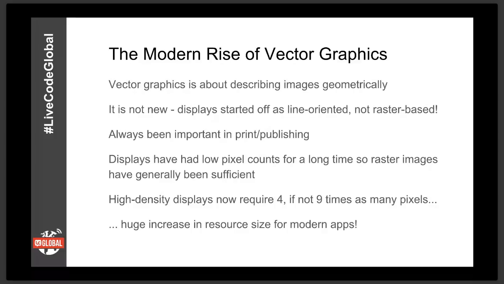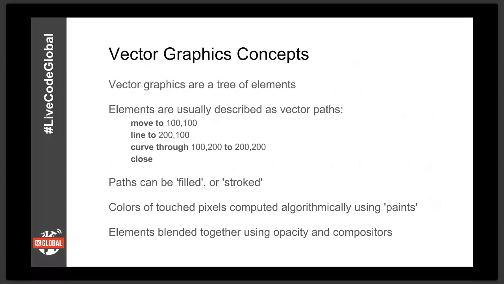If you're producing an app now for modern iPhones, you could be looking at having to create images with total numbers of pixels 14 times as many as you would have done a decade ago. So this is actually a huge increase in the resource size for modern applications. And it's also a right pain to actually generate them. So we want to move to vector graphics.